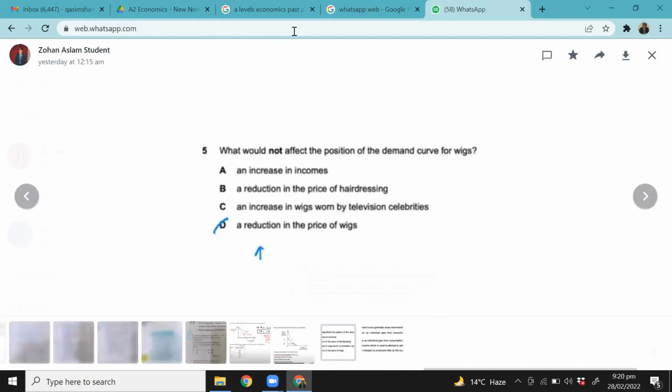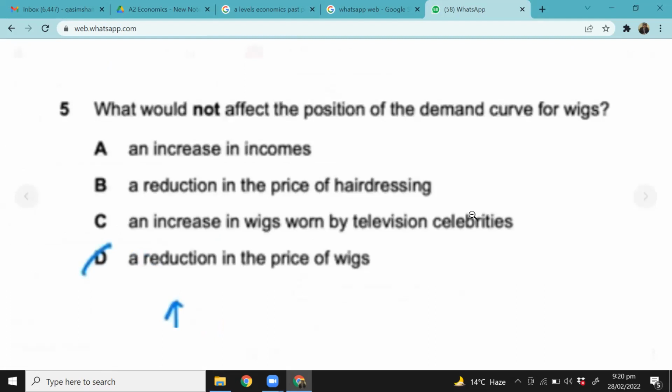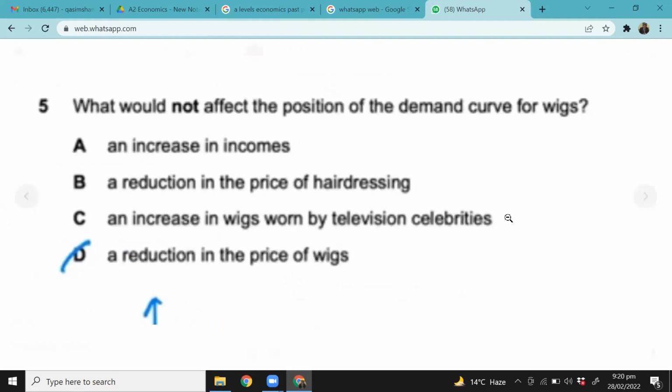Okay. Very nice. Correct. Let's move on. Khadija, do let me know if everything is clear. If not, I'll explain again. What would not affect the position of the demand curve for wigs? Wigs, the wigs that people put on their head, right? What would not affect the position of the demand curve for wigs?